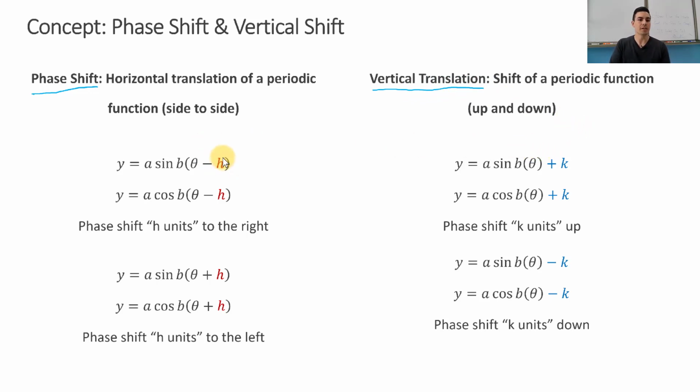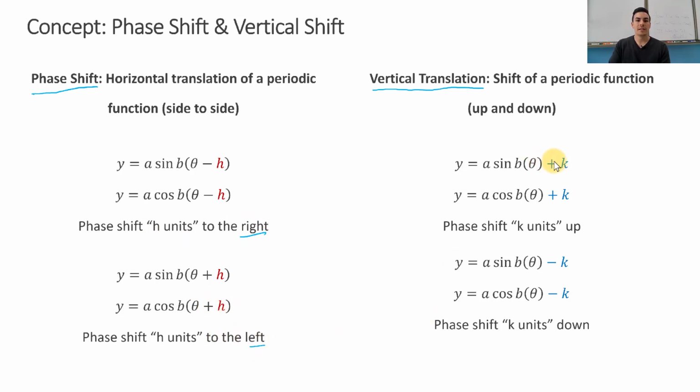Now we get a phase shift when we have, in the argument of our sine or cosine function, a minus h or a plus h. Similar to how we've seen in the past, if this is theta or x or whatever this is, then if I am subtracting from that, I am affecting my initial domain and my initial starting points. And we'll see what that looks like here. So if I have minus h, then we are shifting h units to the right. And if I have plus h in my argument, then we are shifting h units to the left.